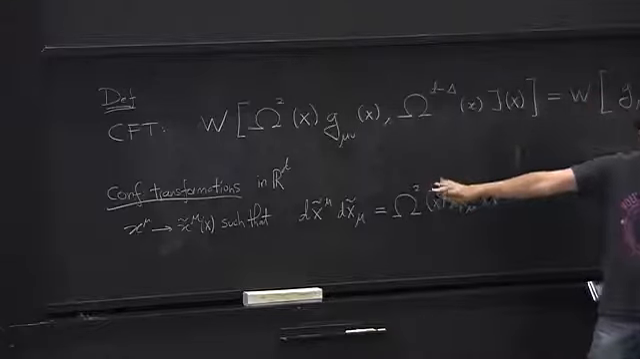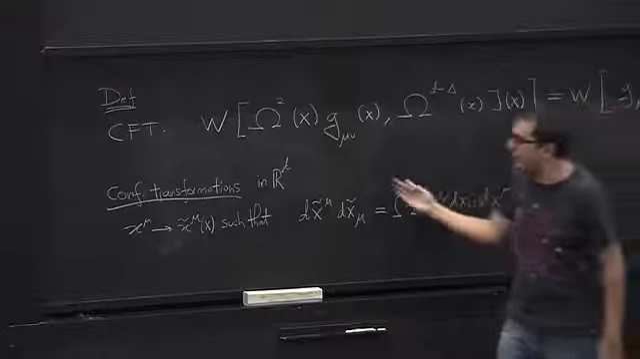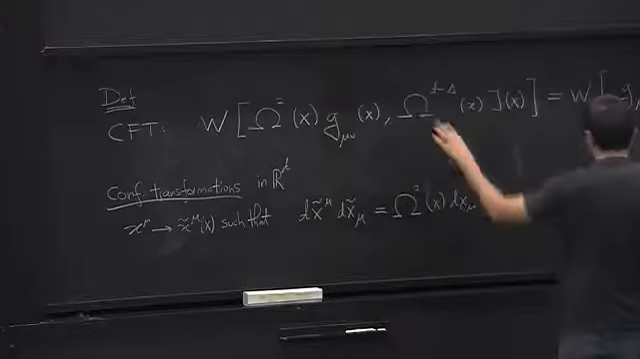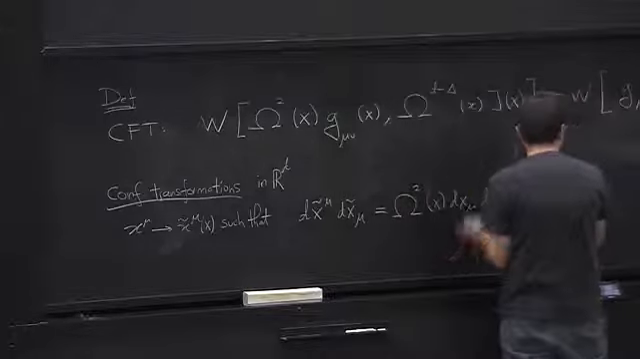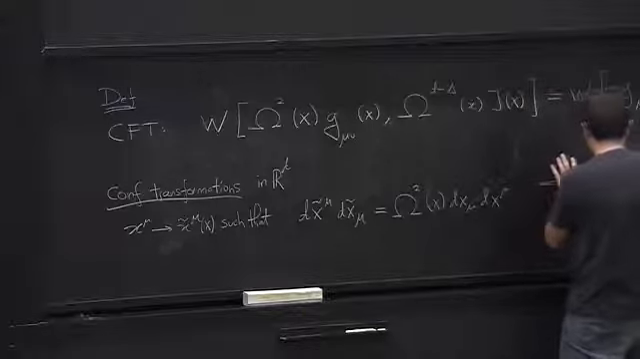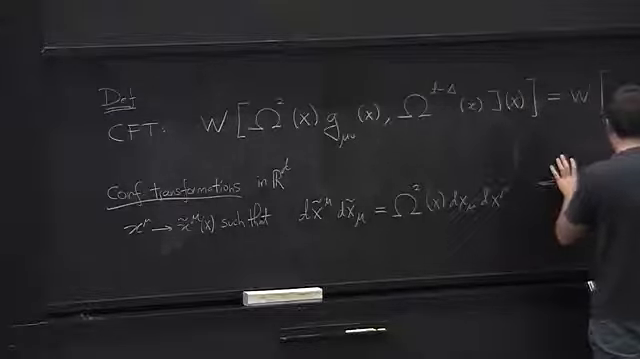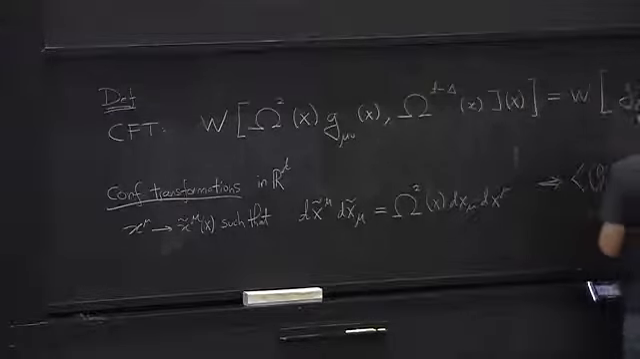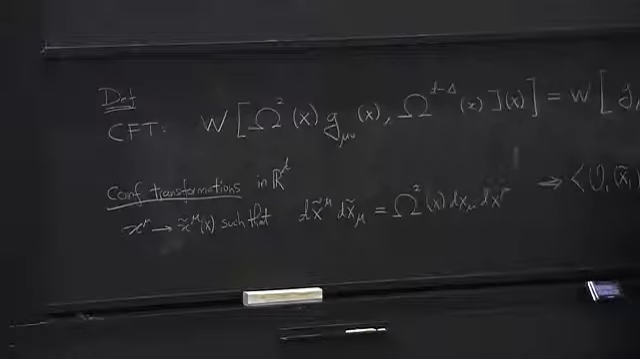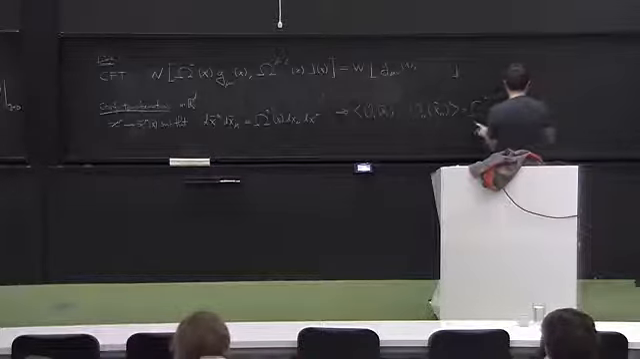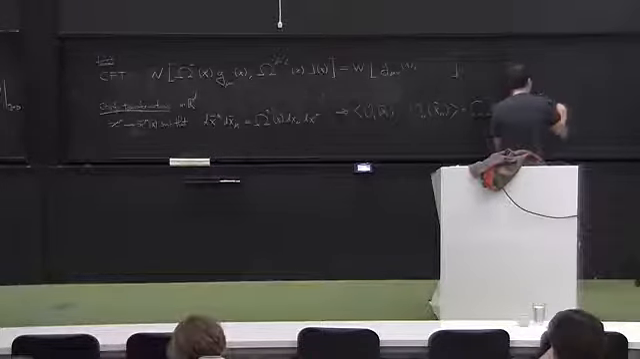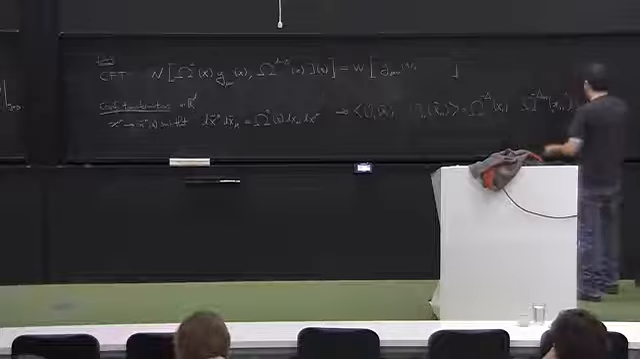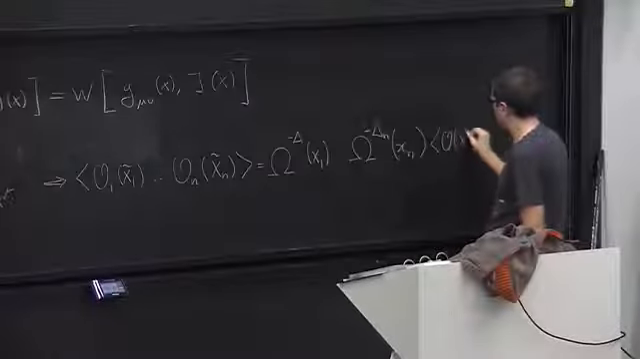We will work out exactly what they are in a minute. But under these transformations, what this general definition implies is that correlation functions of our operators are given by omega to the minus delta 1 of x1, up to omega to the minus delta n of xn, times the correlation function before the conformal transformation.